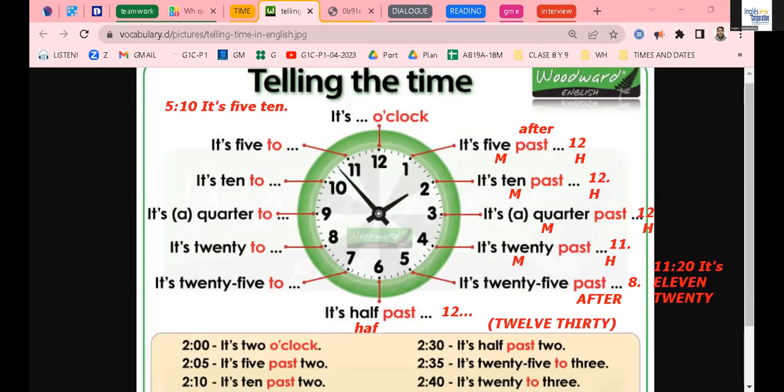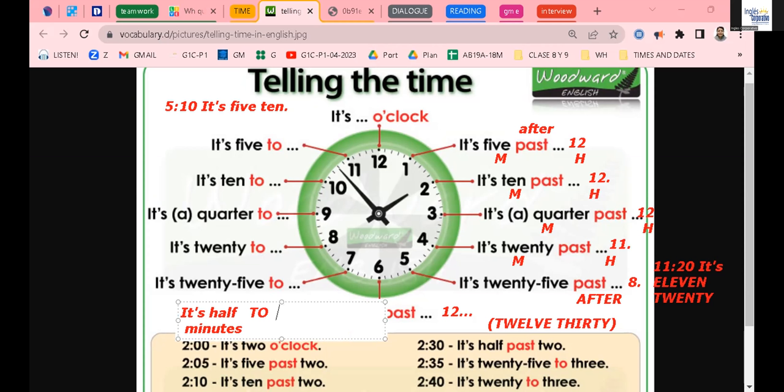Okay, ahora, ya vimos desde las 12 a las 6, utilizamos la palabra past, ubicamos los minutos primero, después la palabra past o after, y luego ubicamos la hora a la que nos estamos refiriendo. Ahora, desde las 6 a las 12, de las 6 en adelante a las 12, vamos a empezar a contar los minutos que faltan para la siguiente hora. Empezamos con los minutos, nuevamente, y luego vamos a ubicar el to, que nos indica para. Y luego ubicamos la siguiente hora a la cual nos queremos referir.